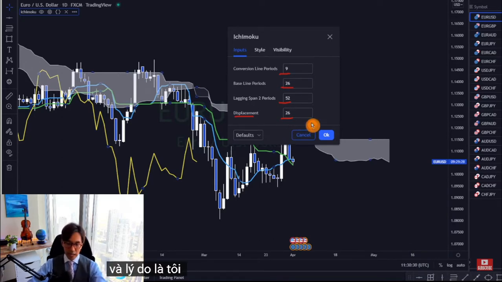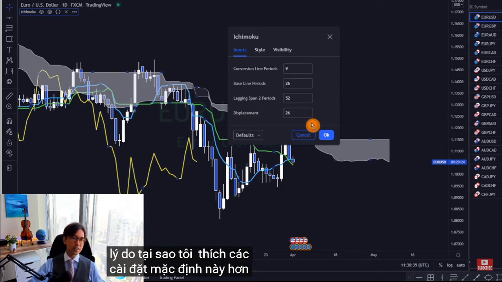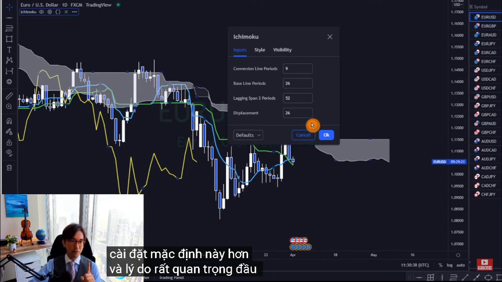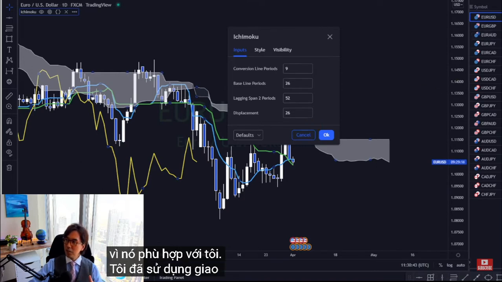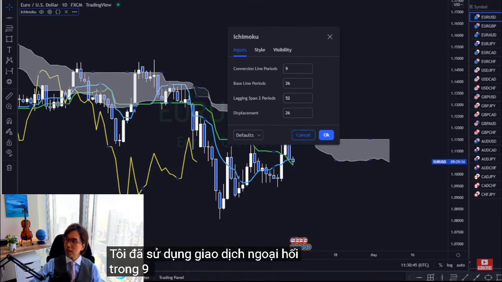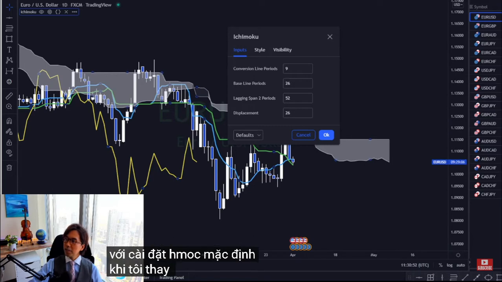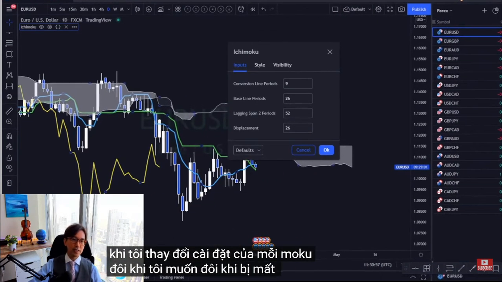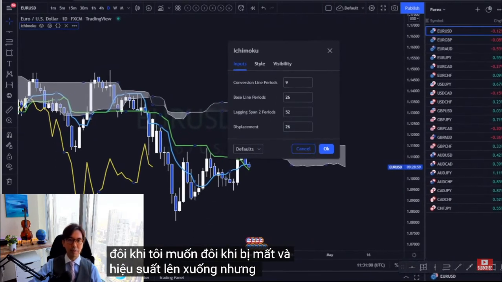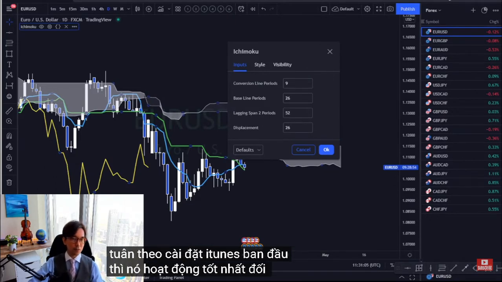I have multiple reasons why I prefer these default settings. The first, very important reason is because it works for me. I have been trading Forex for almost the last 9 years, and I have been successful with the default Ichimoku settings. When I changed the settings of Ichimoku, sometimes I won, sometimes I lost, and the performance was up and down. But after I stuck to the original Ichimoku settings, it worked best for me.